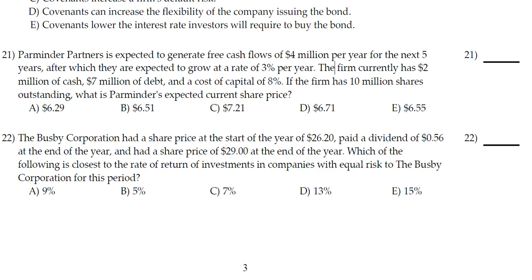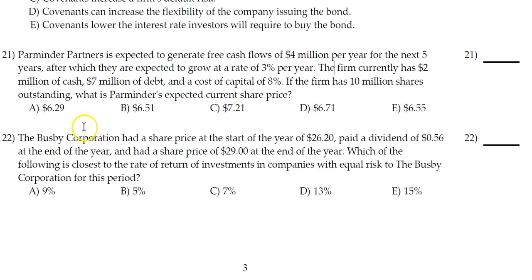Parminder Partners is expected to generate free cash flows of $4 million per year for the next 5 years, after which they are expected to grow at a rate of 3% per year. The firm currently has $2 million of cash, $7 million of debt, and a cost of capital of 8%. If the firm has 10 million shares outstanding, what is Parminder's expected current share price?